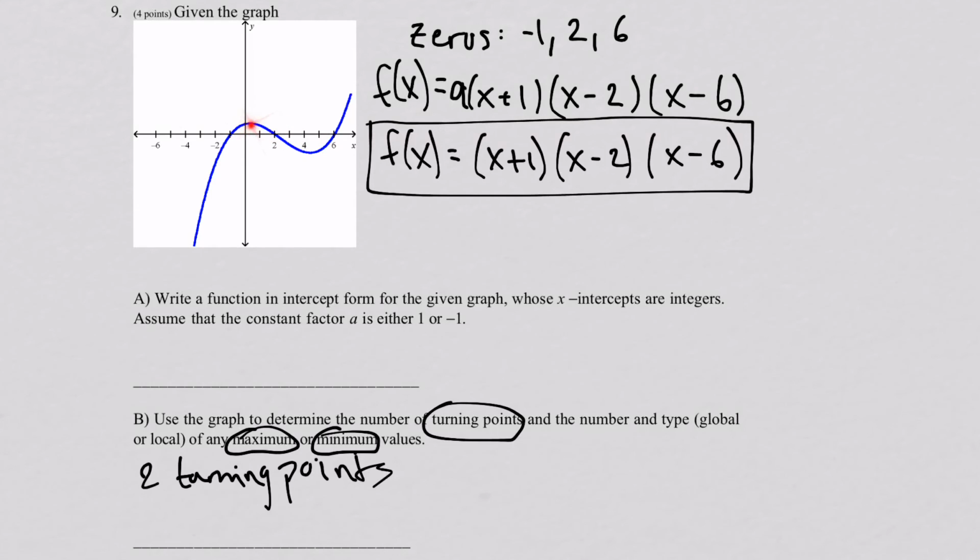This one is going to be a local maximum. This one is going to be a local minimum. So one local max and one local min.